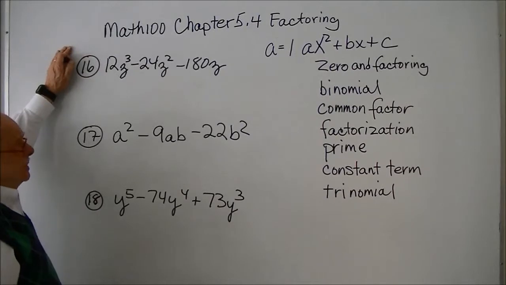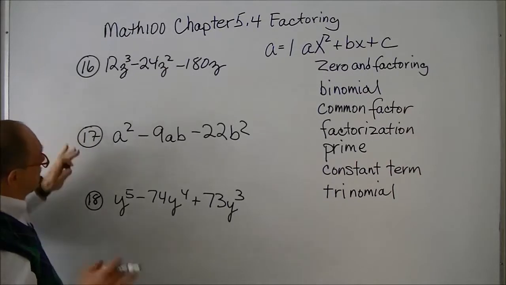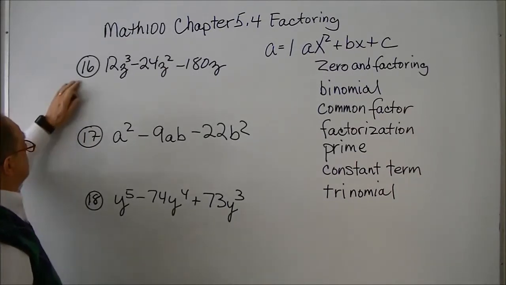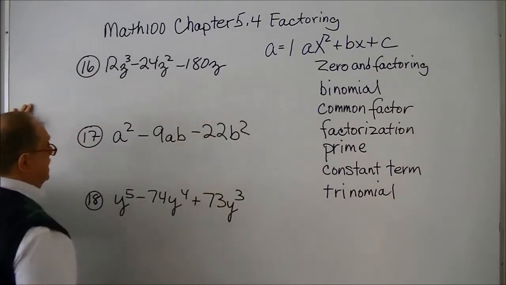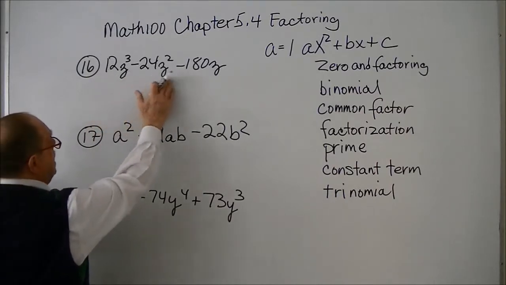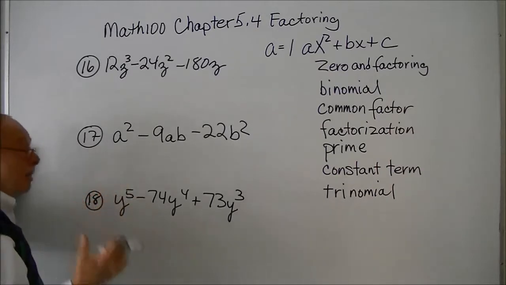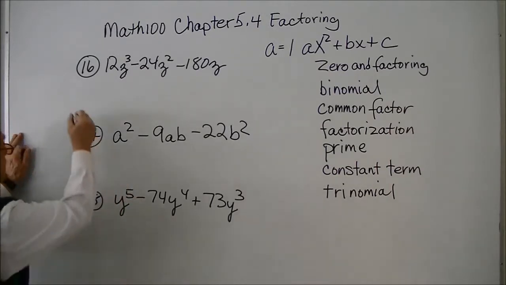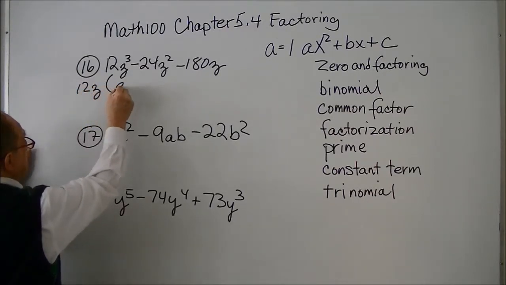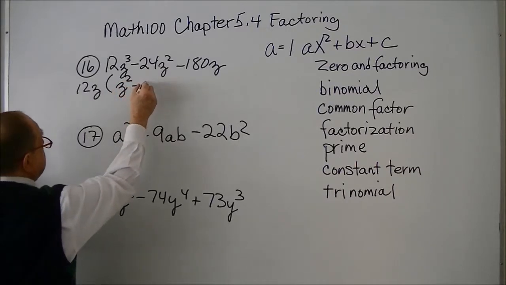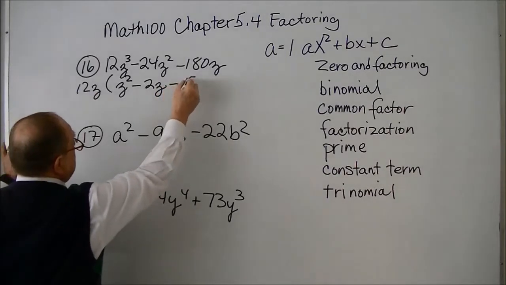I'm skipping number 15. I think we covered that enough, but I'll be sure to try to do every one that's a little different. So as we look at number 16, is it in standard form? Yes. Is there a common factor? Yes. In fact, you want to take out the largest common factor, which happens to be 12z. So this becomes z squared minus 2z minus 15.